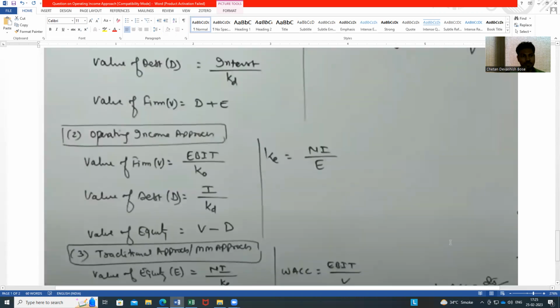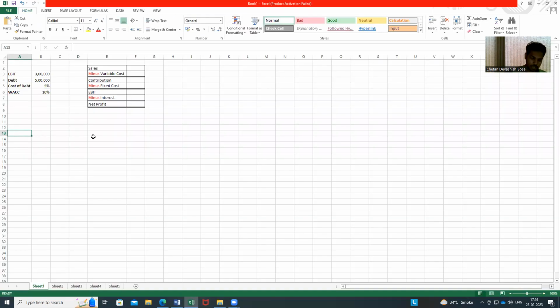What is the formula for value of firm? It's earning before interest and tax divided by weighted average cost of capital. So if I wish to calculate value of firm, how will I calculate it? The formula for value of firm is EBIT divided by weighted average cost of capital, KO.